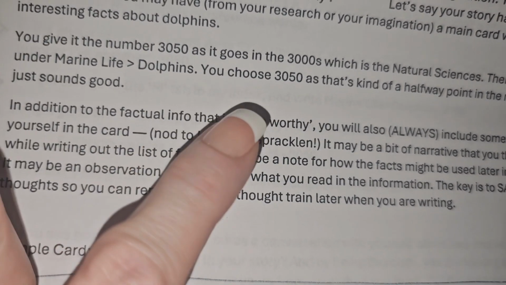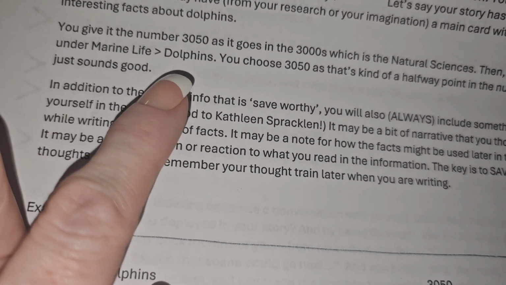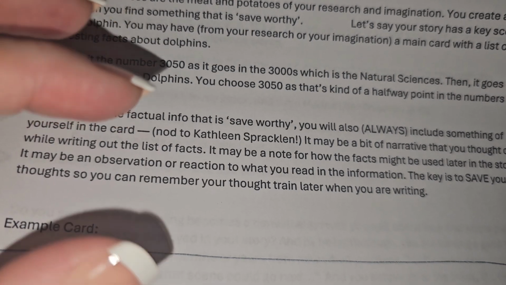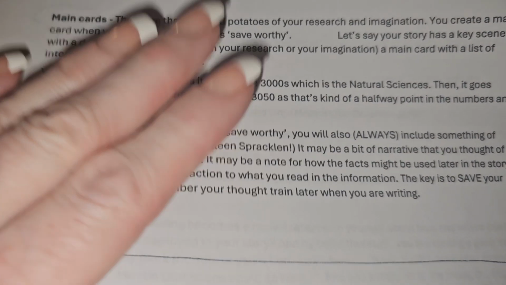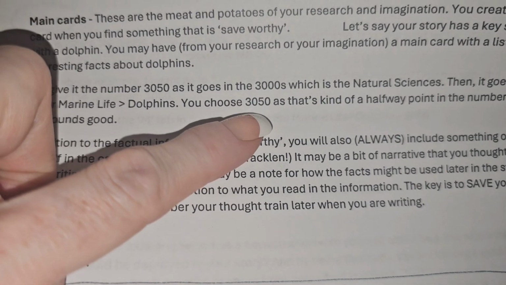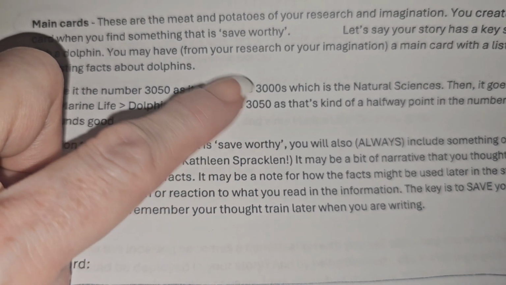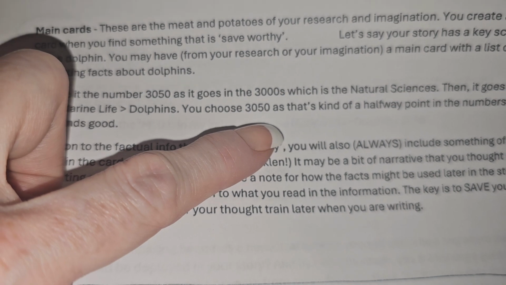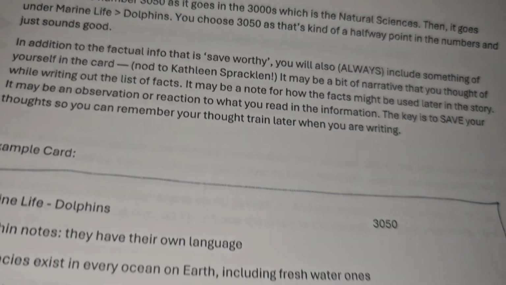And let's just say that you decide it goes under marine life, which is a subset of biology, and you're going to file it under dolphins. Okay, so you just kind of know that at a high level. You don't have to get very far in the weeds. You just know it goes under natural sciences, it goes under marine life, and then I'm going to stick dolphins there. You choose the number 3050 because that's about the halfway point, right? It's not at the front of the 3000s. It's not at the end. It's 3050, so right in the middle. That way you've got some real estate on either side of that card to continue adding cards.